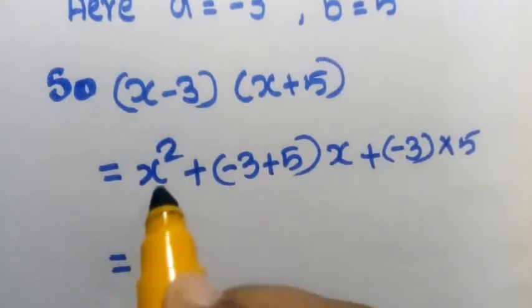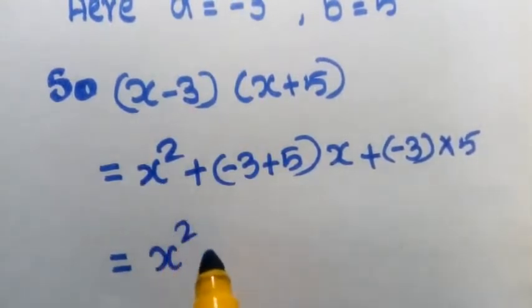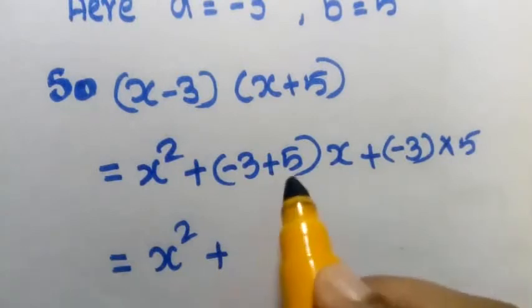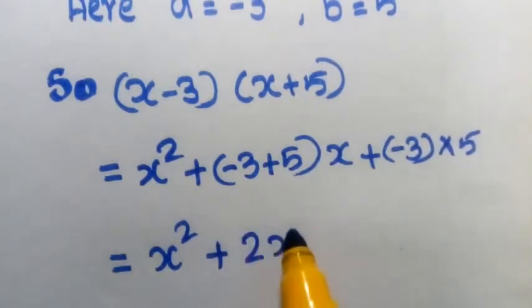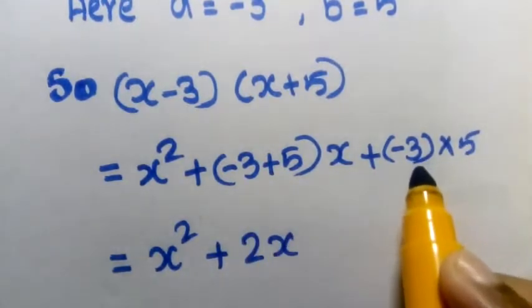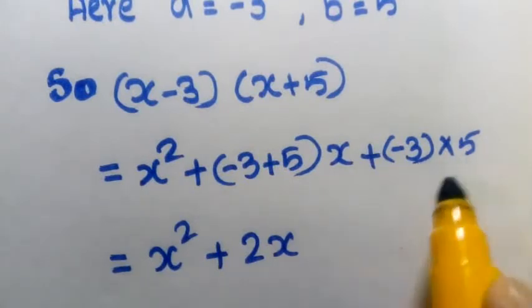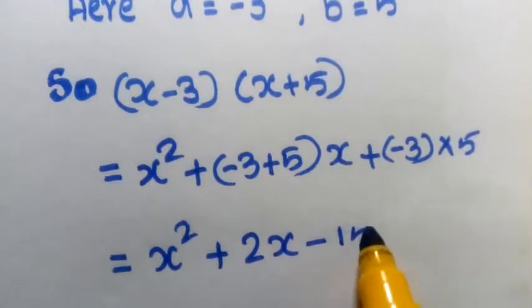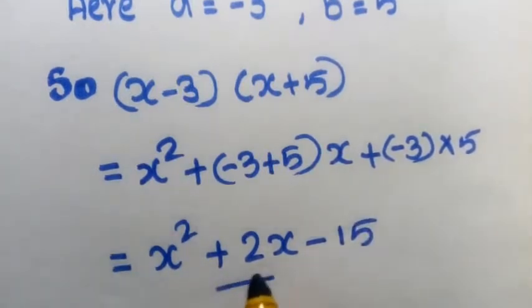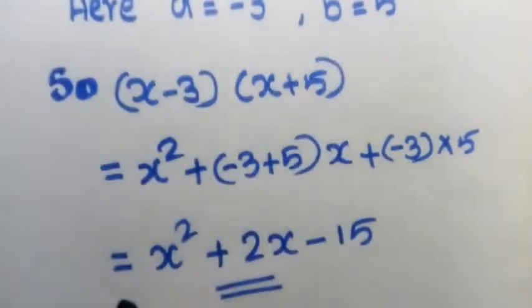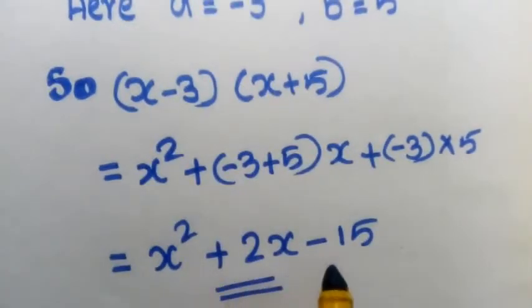Which is equal to x² plus (−3 + 5) is 2. 2 into x is 2x, plus −3 into 5. −3 into 5 is −15. Therefore, (x − 3)(x + 5) is equal to x² + 2x − 15.